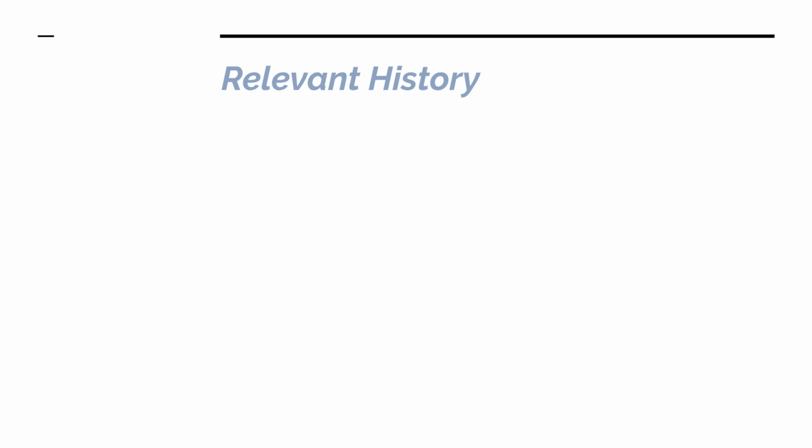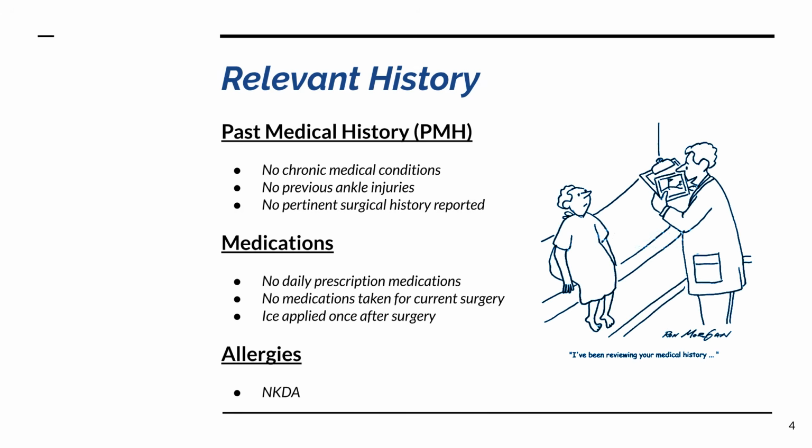The patient has no chronic medical conditions and has never previously injured his ankle. He takes no daily medications and has no drug allergies. For the current injury, he applied ice once last night but has not taken any medication. His lack of previous ankle injury is relevant because recurrent sprains can result in chronic ligament instability and can alter the interpretation of the physical examination.